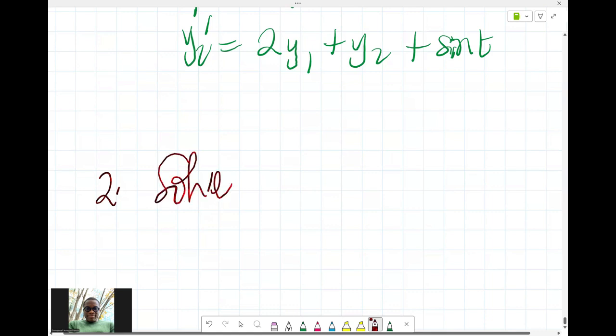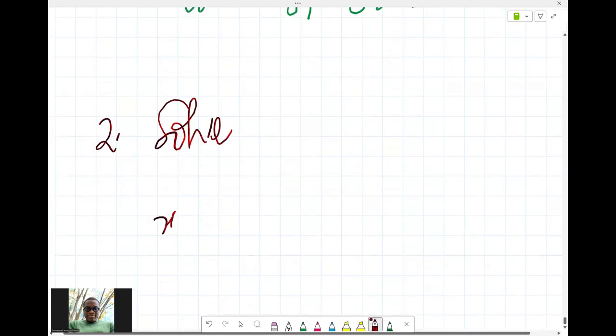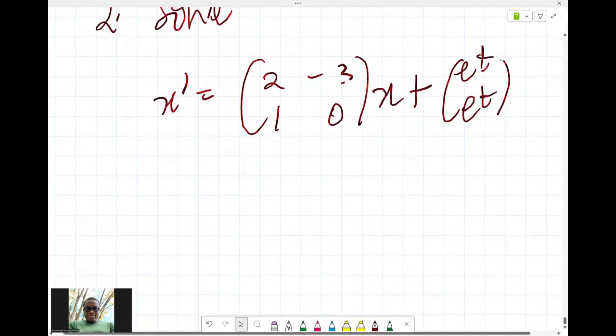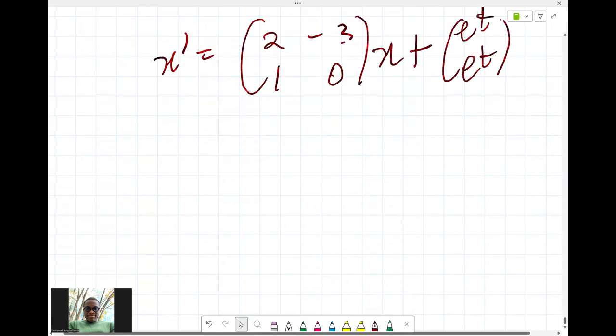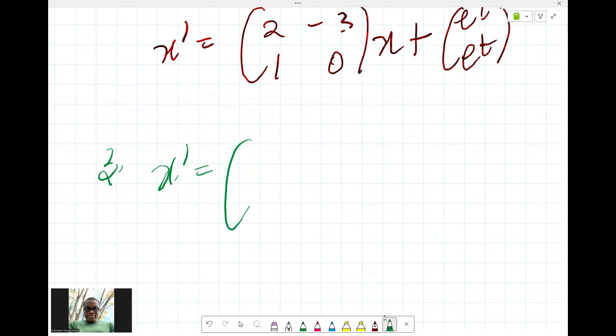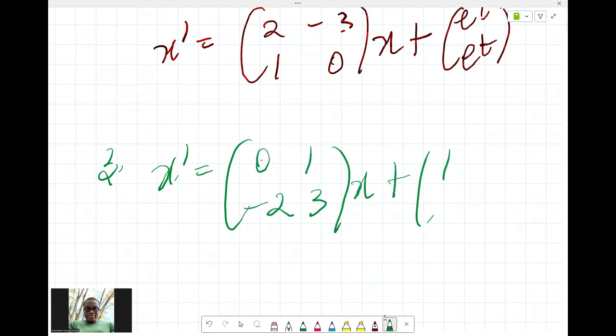Question two, you also want to solve x prime equals the matrix 2, minus 3, 1, 0, times x plus e raised power t, e raised power t. Then we can also have number 3, where we solve x prime equals the matrix 0, 1, minus 2, 3, times x plus t squared, t.